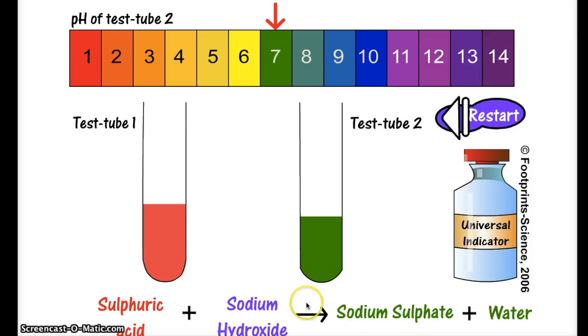We've started off with an acid and we add it to an alkali. The water is made, and that's effectively the liquid that we can see. But we also make a salt. The salt in this case is sodium sulfate, and it is dissolved in the water. So an acid plus an alkali gives a salt plus water.